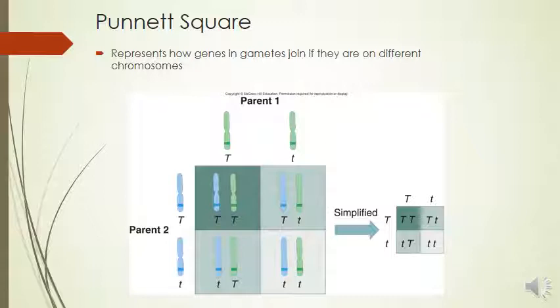The different types of gametes of one parent are listed along the top of the square, with those of the other parent listed on the left-hand side. Each compartment displays the genotype that results when gametes that correspond to that compartment join.